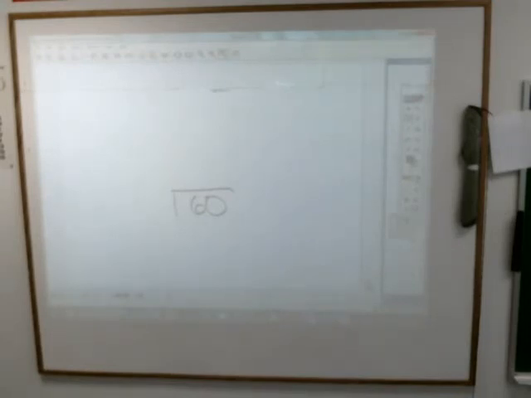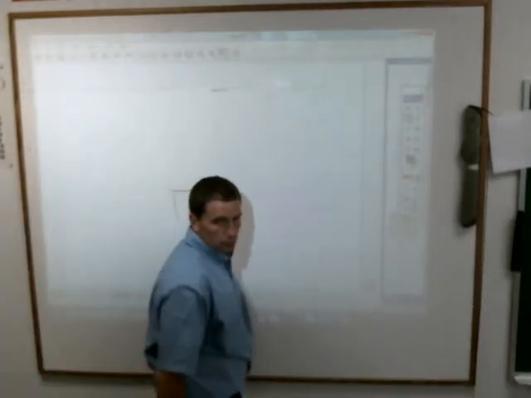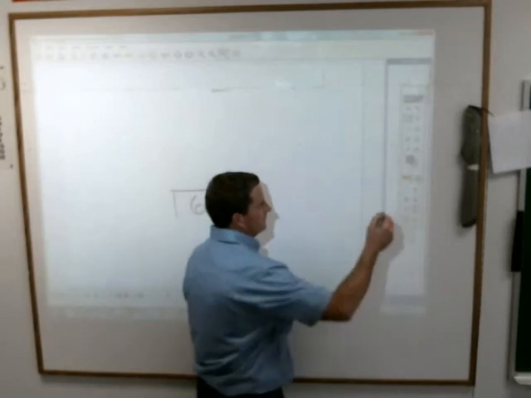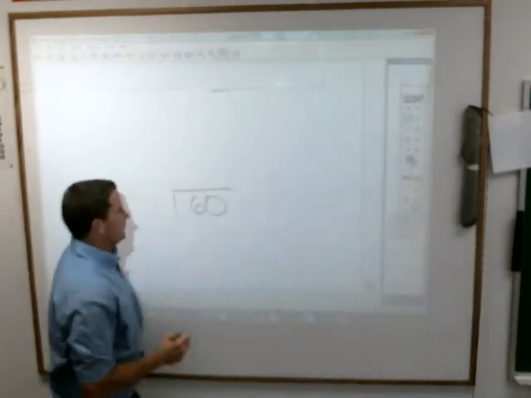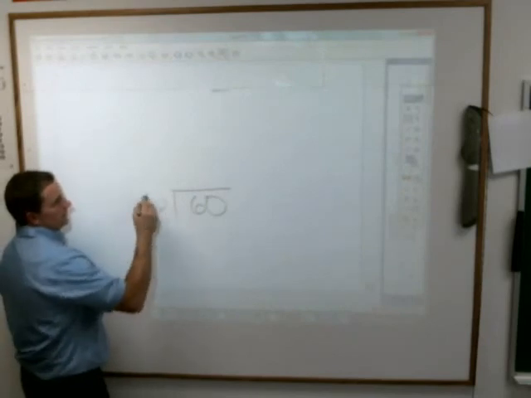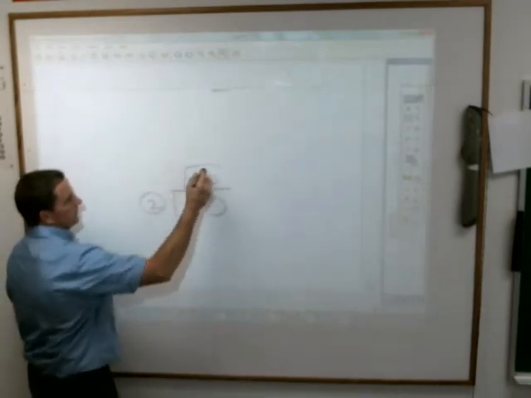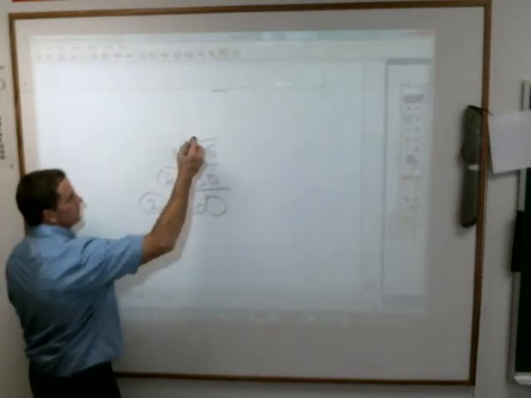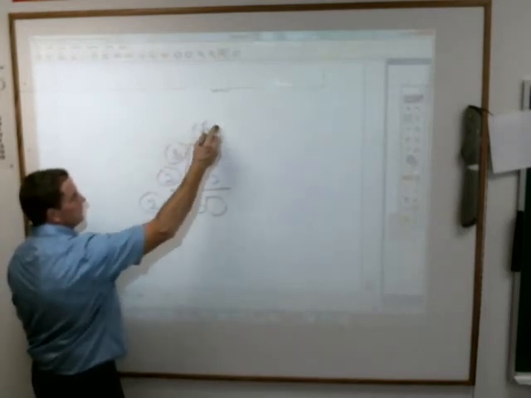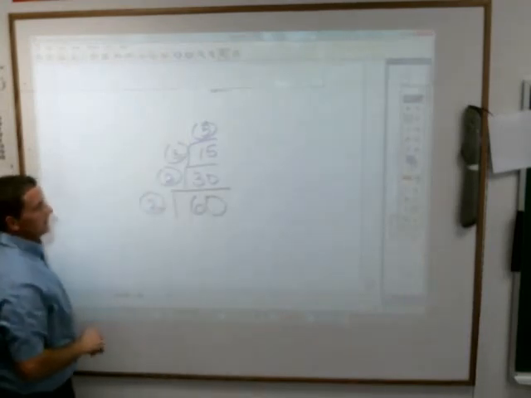You got some answers over there somewhere? Calvin, what did you come up with? 2 times 2 times 3 times 5. So it should look like this. Divide by 2, you get 30. Divide by 2 again, you get 15. 15 is 3 times 5, so 2 times 2 times 3 times 5.